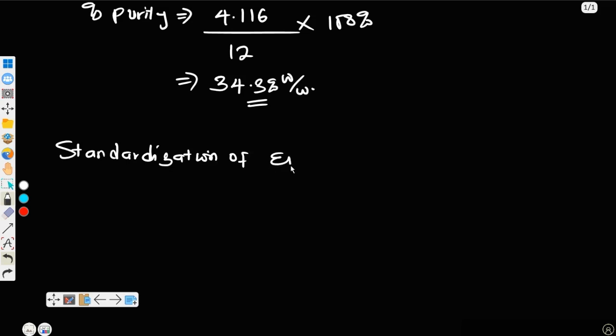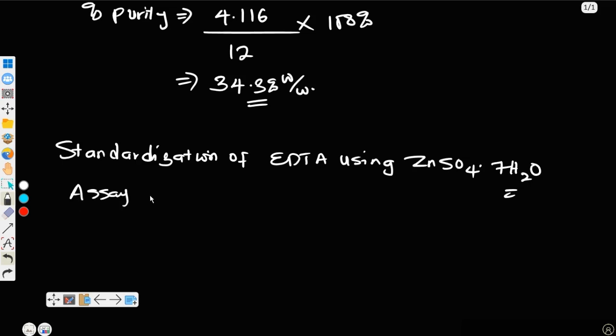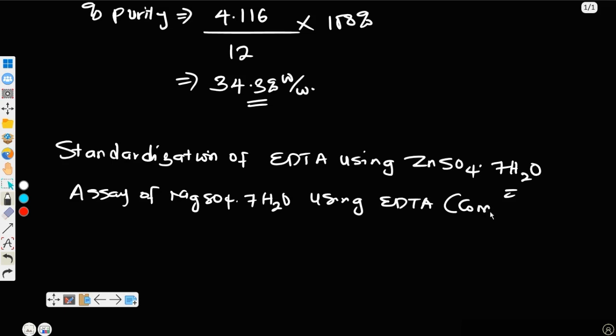The first experiment is standardization of EDTA using zinc sulfate heptahydrate. You should write it in full. While the second one is assay of magnesium sulfate heptahydrate using EDTA. Then in bracket, you can put complexometric titration. Do you understand now? That's what you are supposed to do for all of this.